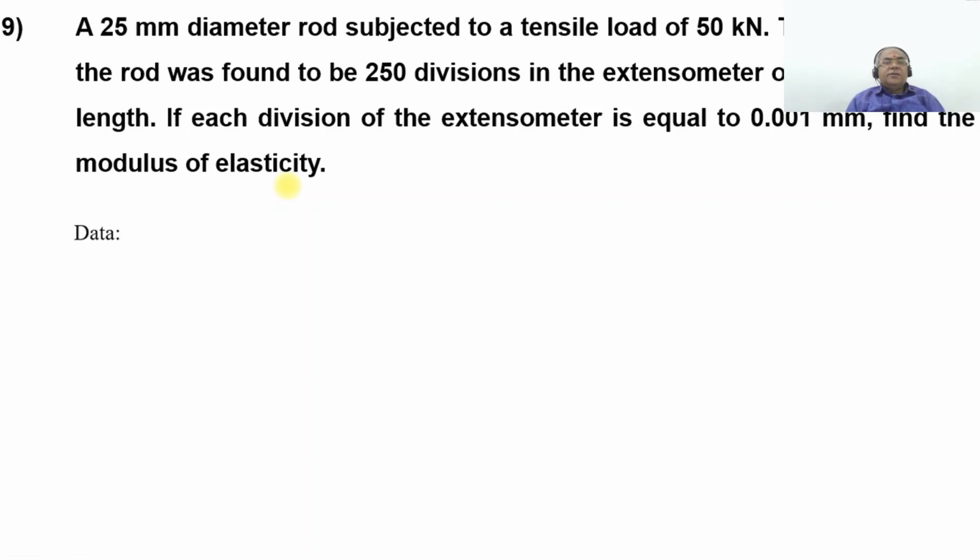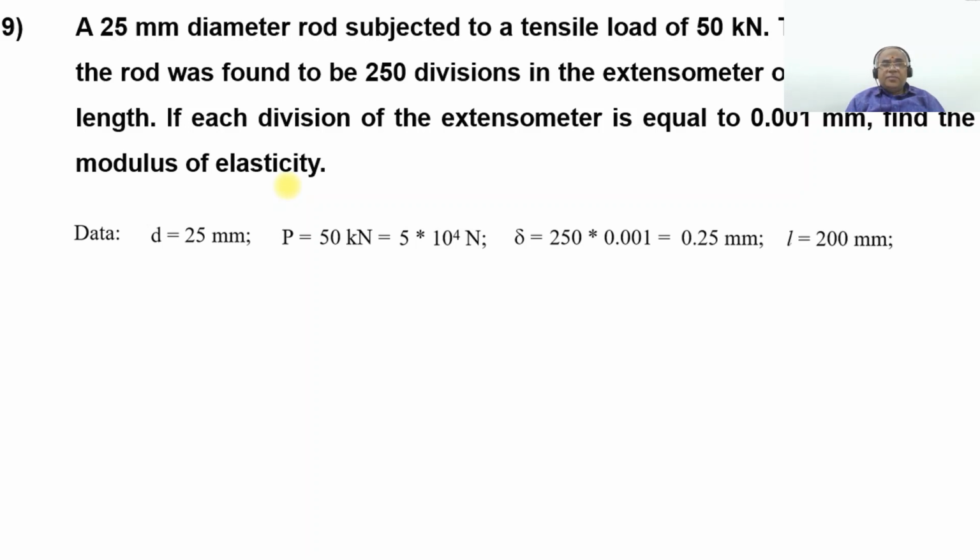So here the data given is the diameter of the bar or the rod, which is 25 mm, subjected to a tensile load. So P is equal to 50 kilonewton, which means 50 into 10 to the power of 3 Newton. So it is 5 into 10 to the power of 4 Newton. The extension of the rod was found to be 250 divisions. So that is delta, which is 250 divisions. So the least count on the extensometer is 0.001. So that will be equal to 0.25 mm. And the gauge length, that is L, will be equal to 200 mm length. Find the modulus of elasticity, which I need to find out.